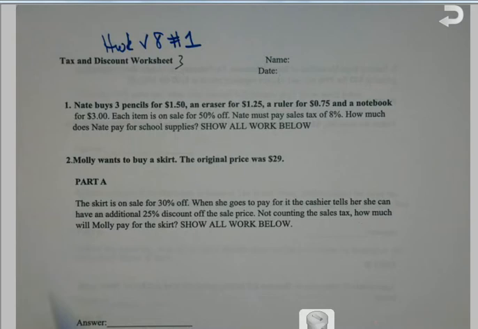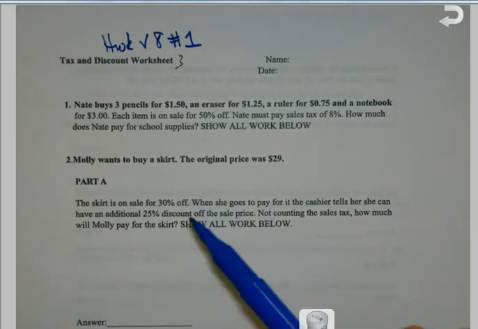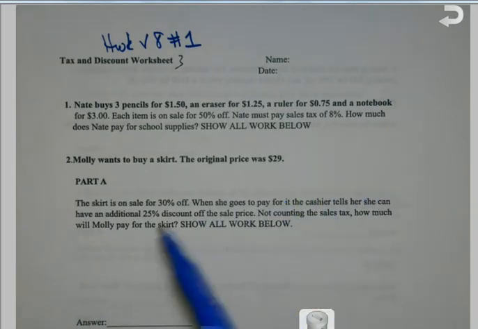All right, so Nate buys 3 pencils for $1.50. Those are kind of pricey. An eraser for $1.25. That's real pricey. A ruler for 75 cents and a notebook for $3. Each item is on sale for 50% off. Nate must pay tax of 8%. How much does he pay for school supplies? Show all work below. Well, shoot, I didn't give you much room to show work, did I?